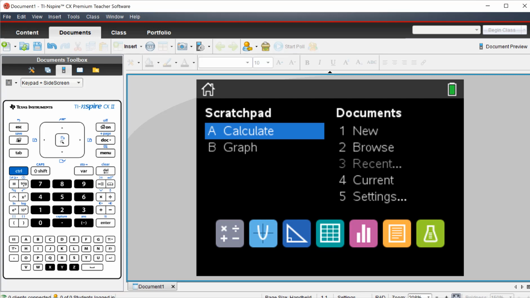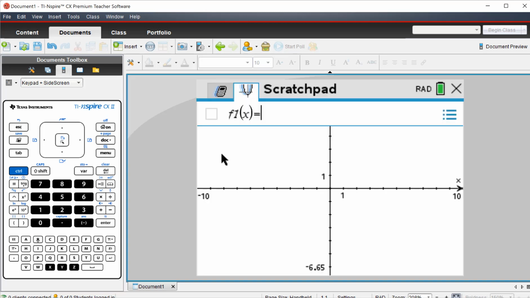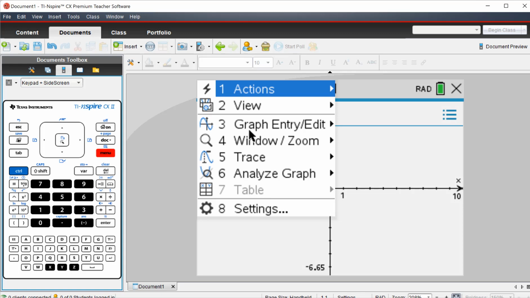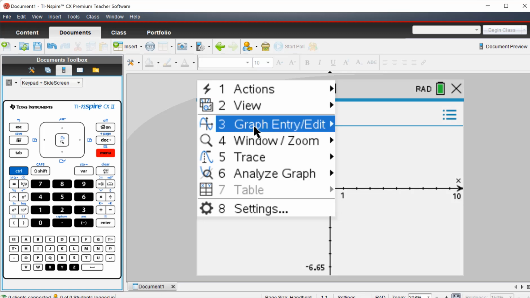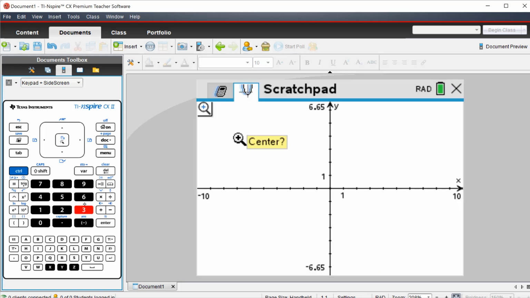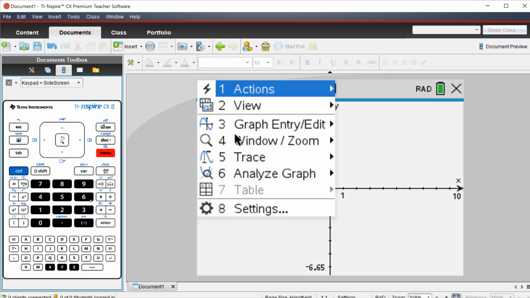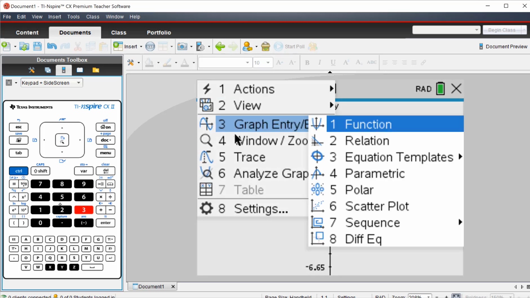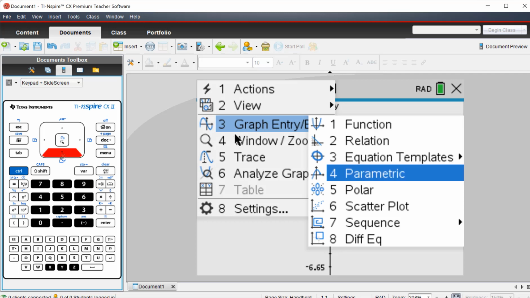on the scratchpad side, we don't really need to use the document side for anything. So on the scratchpad side, let's go ahead and choose graph, which is option B. And then it typically defaults to functions of x. You'll see that right here, function of x, but we don't want that. So hit menu. And then we want the third option, graph entry edit. So we're going to go menu, graph entry edit. And then we want the fourth option that says parametric. So we'll go down to parametric and choose option 4.